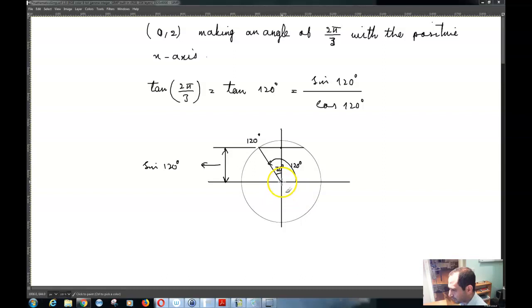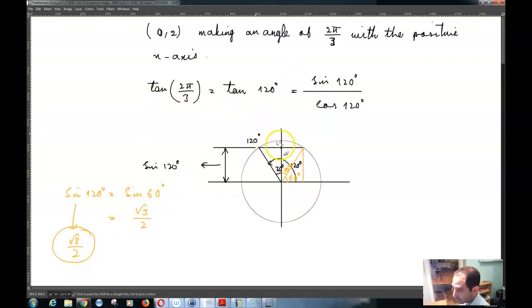So if I draw a triangle over here, you can see from the figure that this angle is already 30 degrees. So this angle is 60 degrees. So this value is of course the same as the sine of 60 degrees. So I can say that sine of 120 degrees is the same as sine of 60 degrees. And I know the sine of 60 degrees is equal to square root of 3 by 2. So that means that the sine of 120 degrees is also square root of 3 by 2.